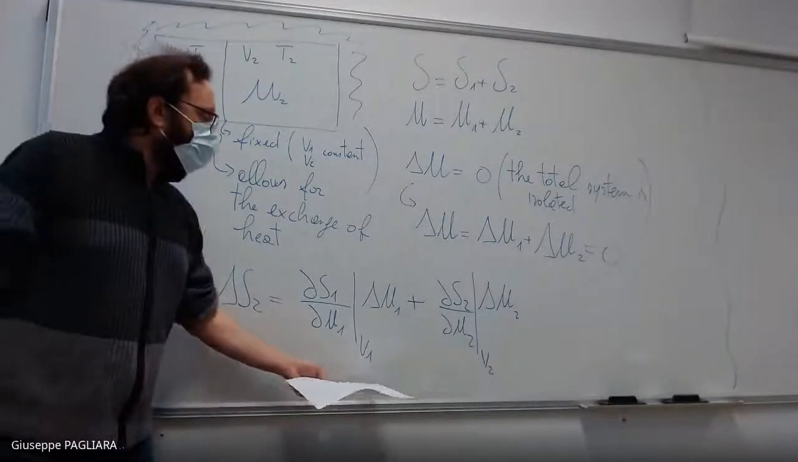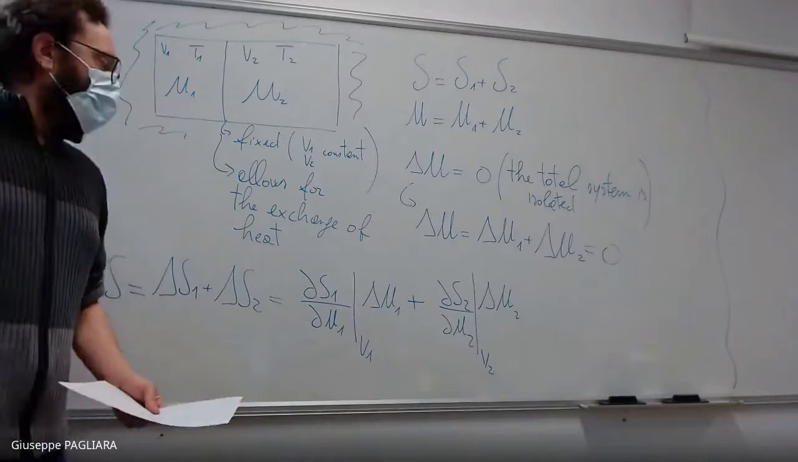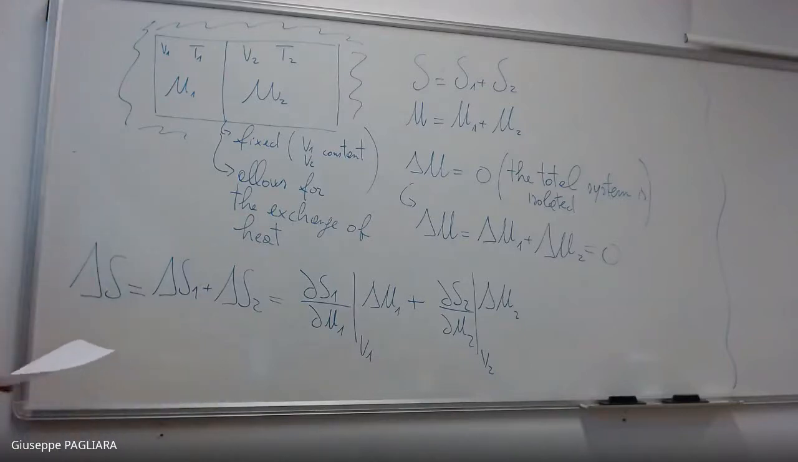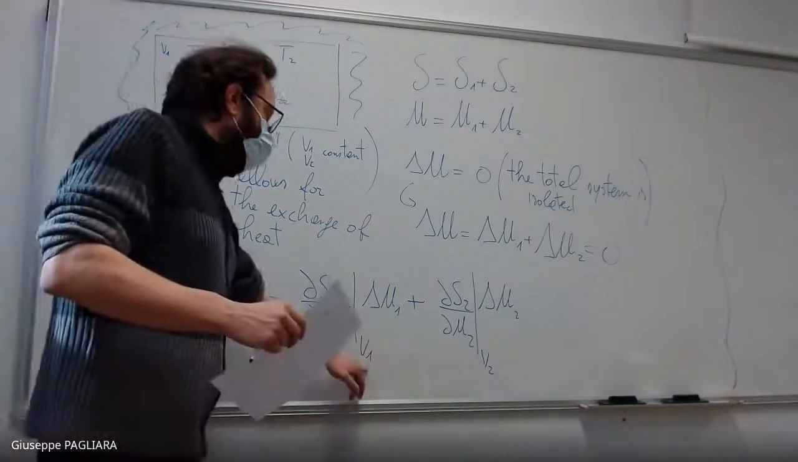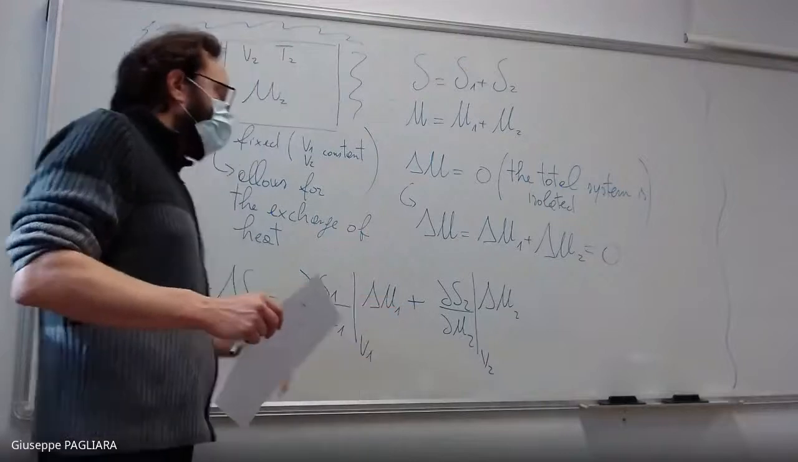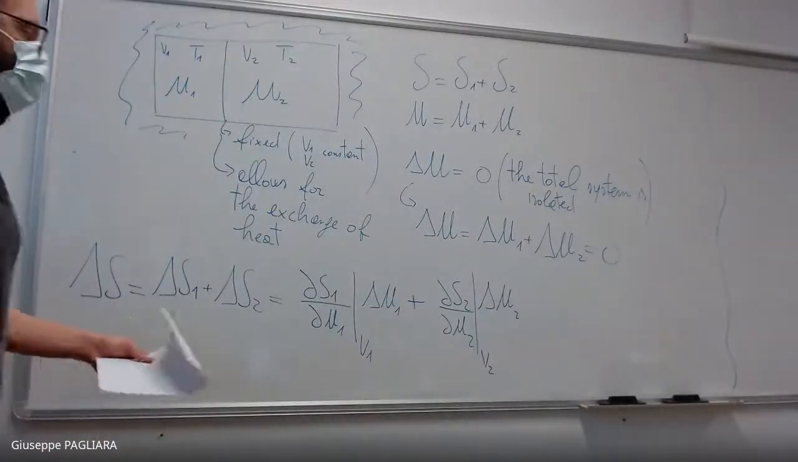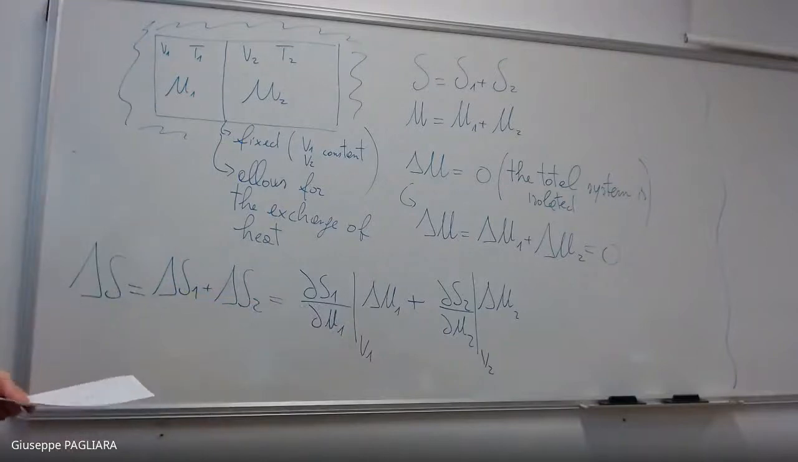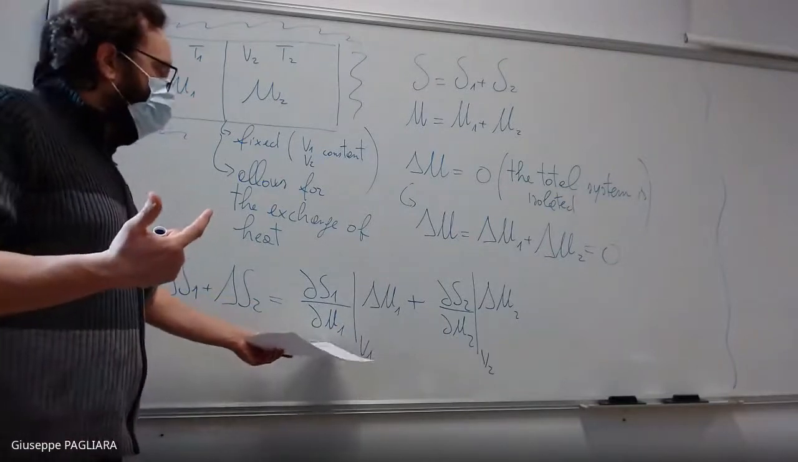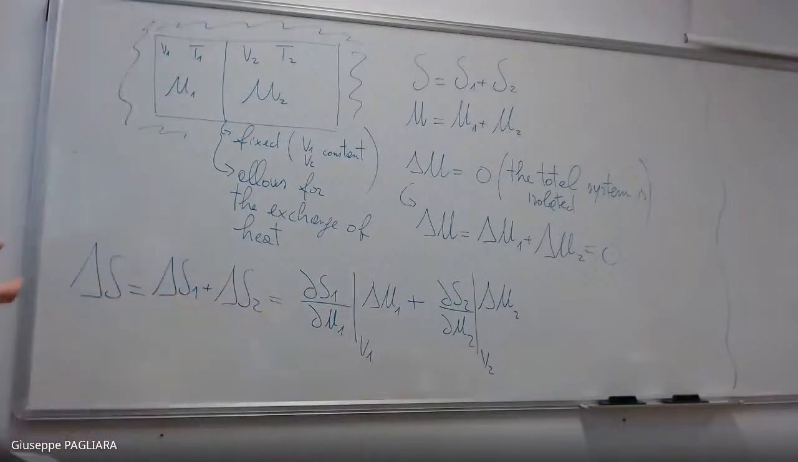Why am I putting here V1, V2? Because as I said before, there was a relation between internal energy, entropy, and volume, and we said that internal energy is a function of volume and entropy, or entropy is a function of volume and internal energy. So if I do the partial derivative, I have to fix one of the variables and consider the second variable to be constant. So in other words, S is a function of U and volume. I derive with respect to U, and then I have to fix the volume for a partial derivative.